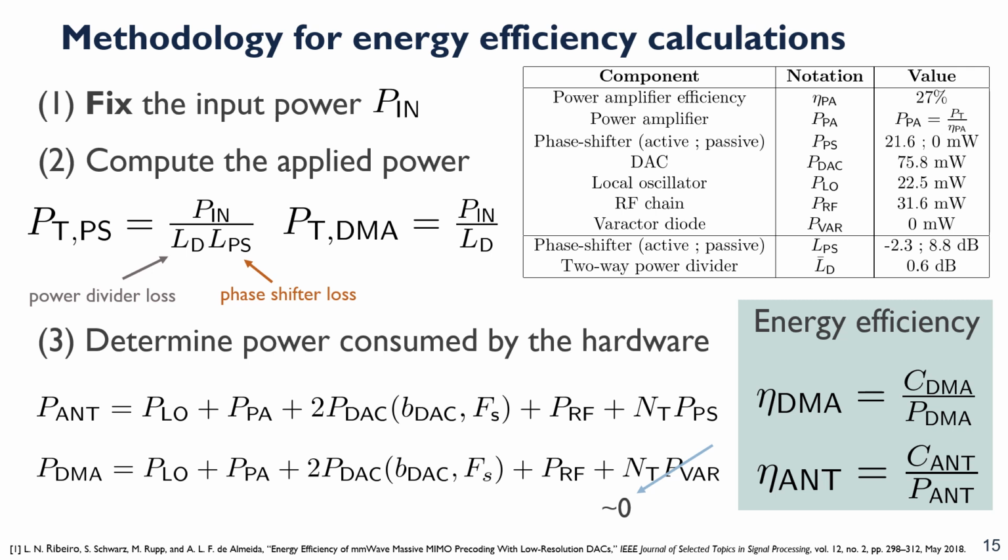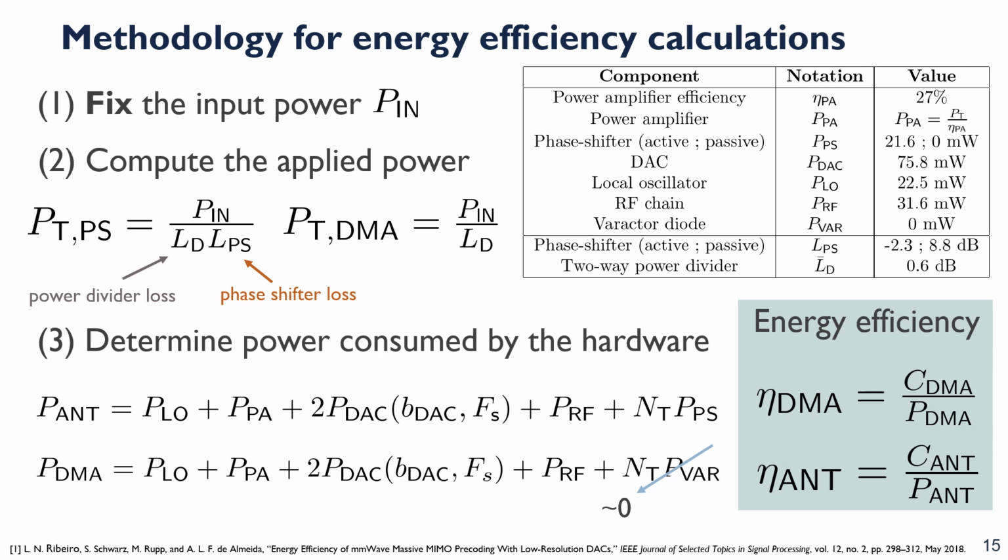And so we can fix the input power, assume a certain input power for all the different array architectures, compute what the applied power would be to all the different antennas, which includes the component losses from the power dividers and the phase shifters, and then determine the power consumed by the different hardware components for the DMA and phased array. And then calculate the energy efficiency as the ratio of the spectral efficiency to that power consumption.